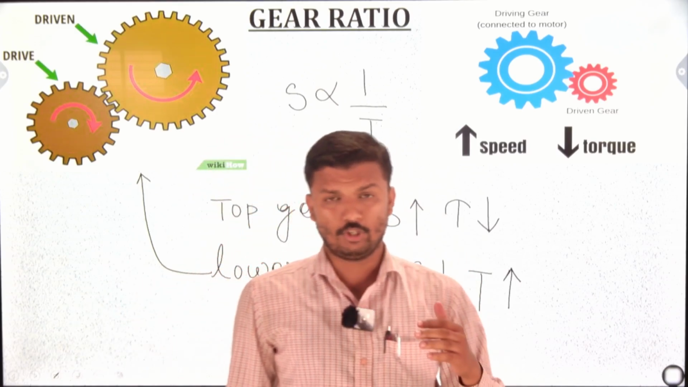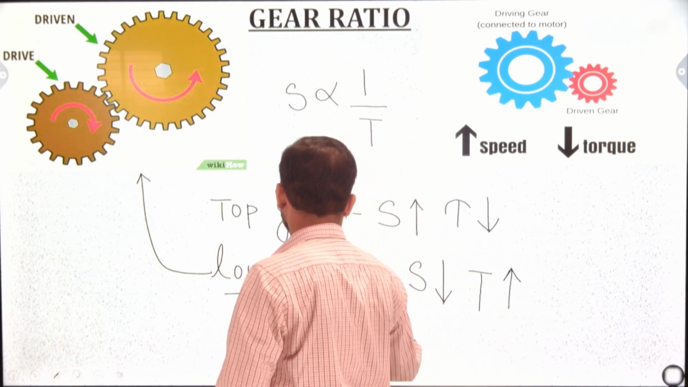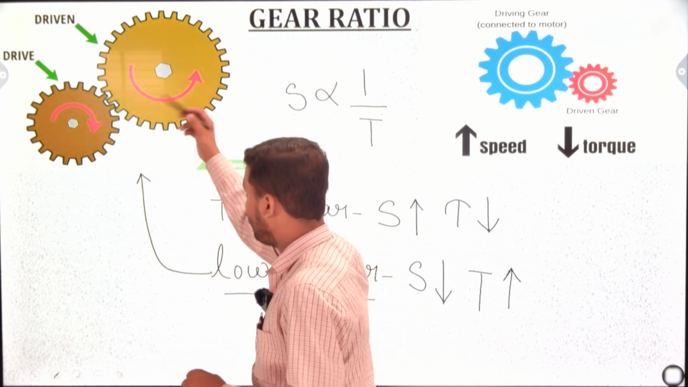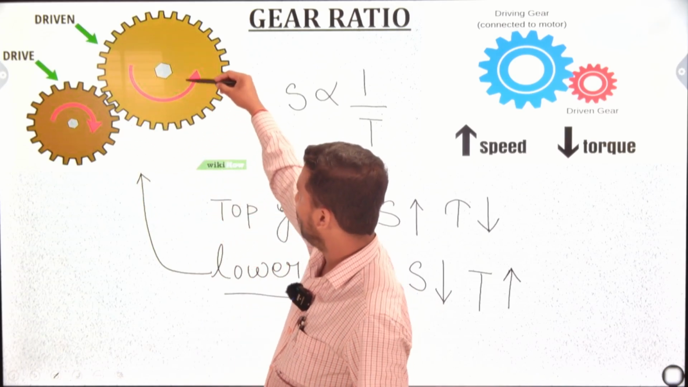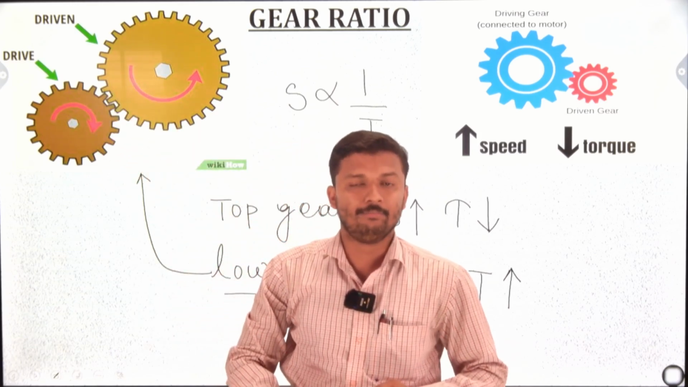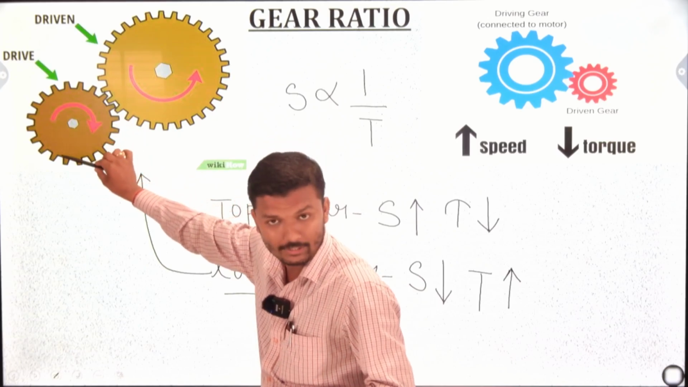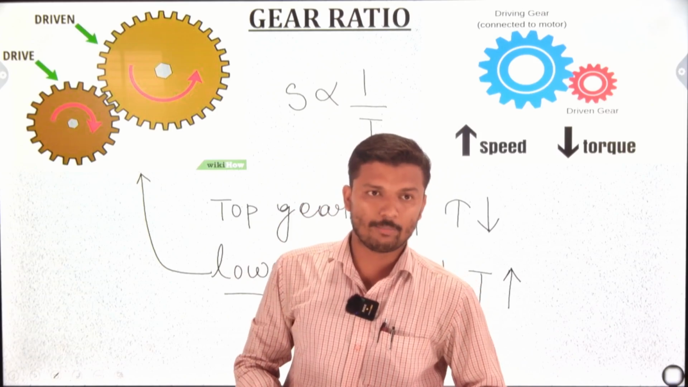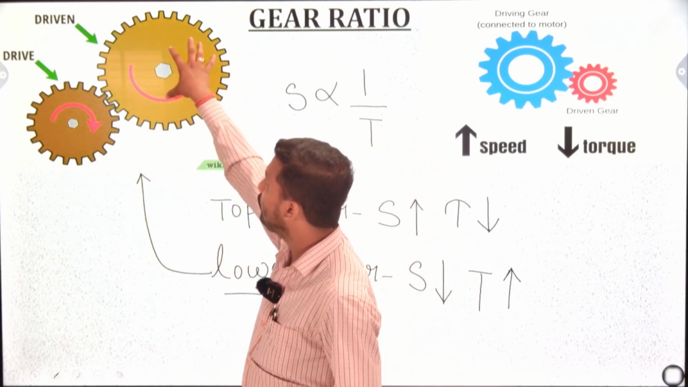When more force is required, at that time we have to drive the vehicle in a lower gear. Okay, but just the opposite: if this driven gear becomes the drive gear and this drive gear becomes the driven gear, then what happens? It will go to top gear. In top gear, the speed is very high.